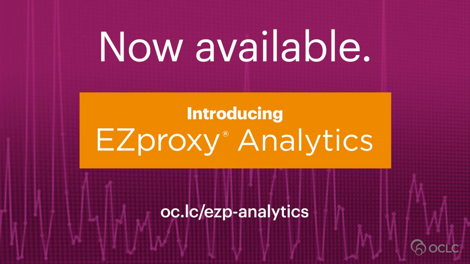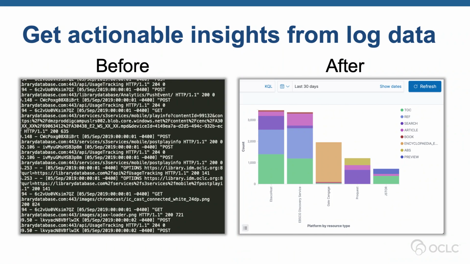So we just announced this last week. It's a hosted service that we will offer in 3 data centers: US, Australia, and Europe. And I don't know how many of you have EZproxy, but normally when you look at the logs for EZproxy, this is what you see. And you think, how could this be useful? It's barely readable, let alone useful.